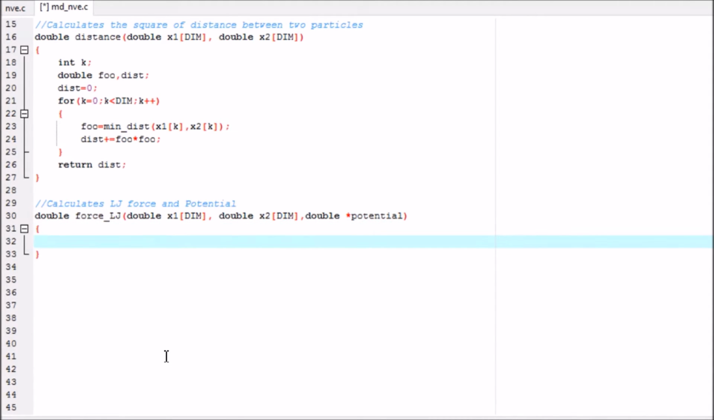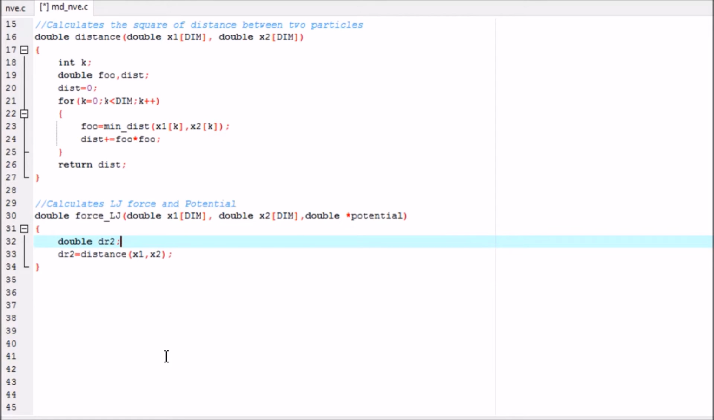And so to find the force first, we need to evaluate sigma by r per 6 for both potential and force. So we would do that by finding sigma by r per 2 and multiplying it 3 times to get per 6. So we can get r squared by the distance function, which we defined earlier. So we need to pass just x1 and x2 to that, and we'll get the distance.